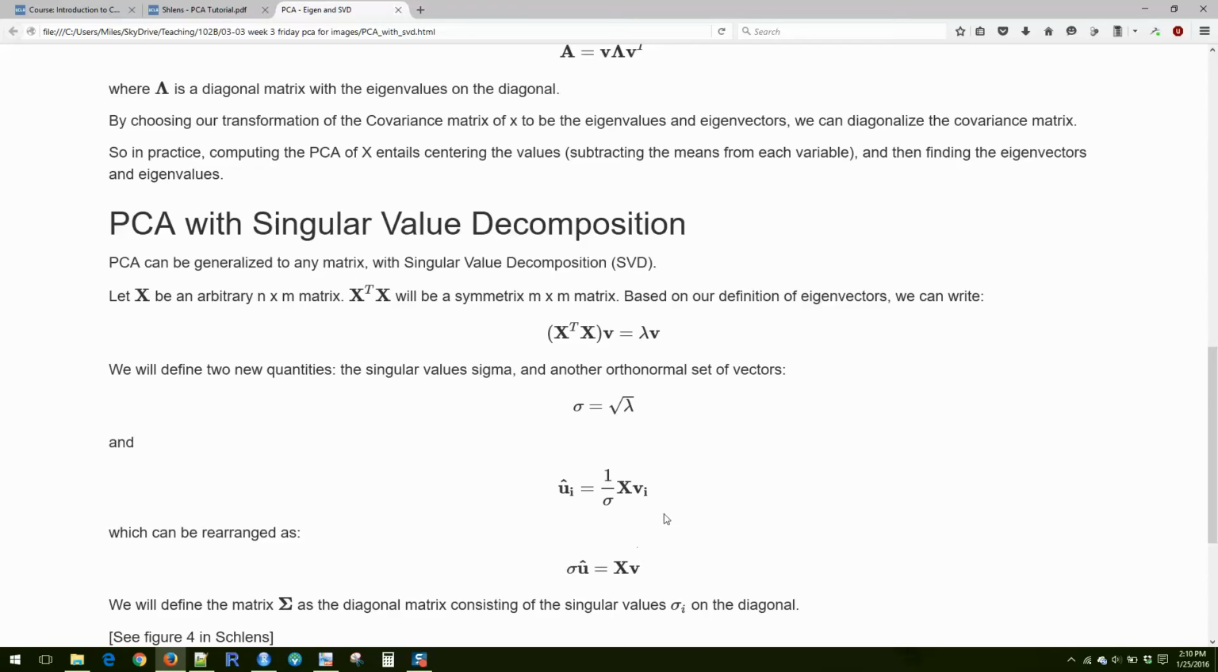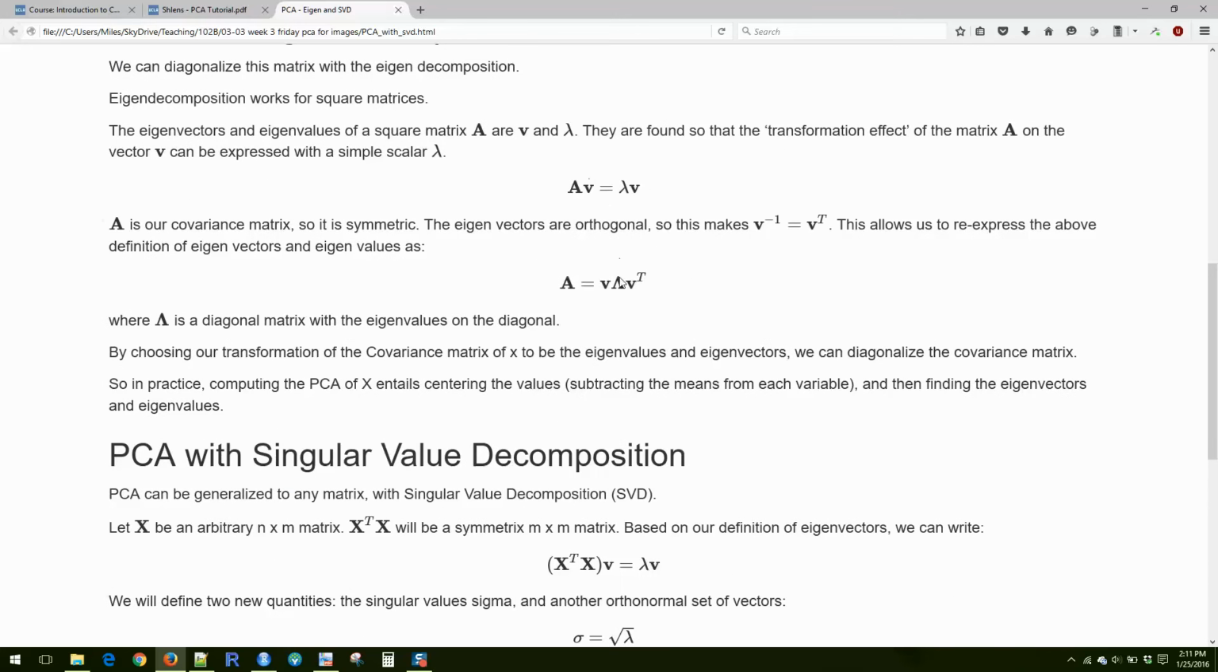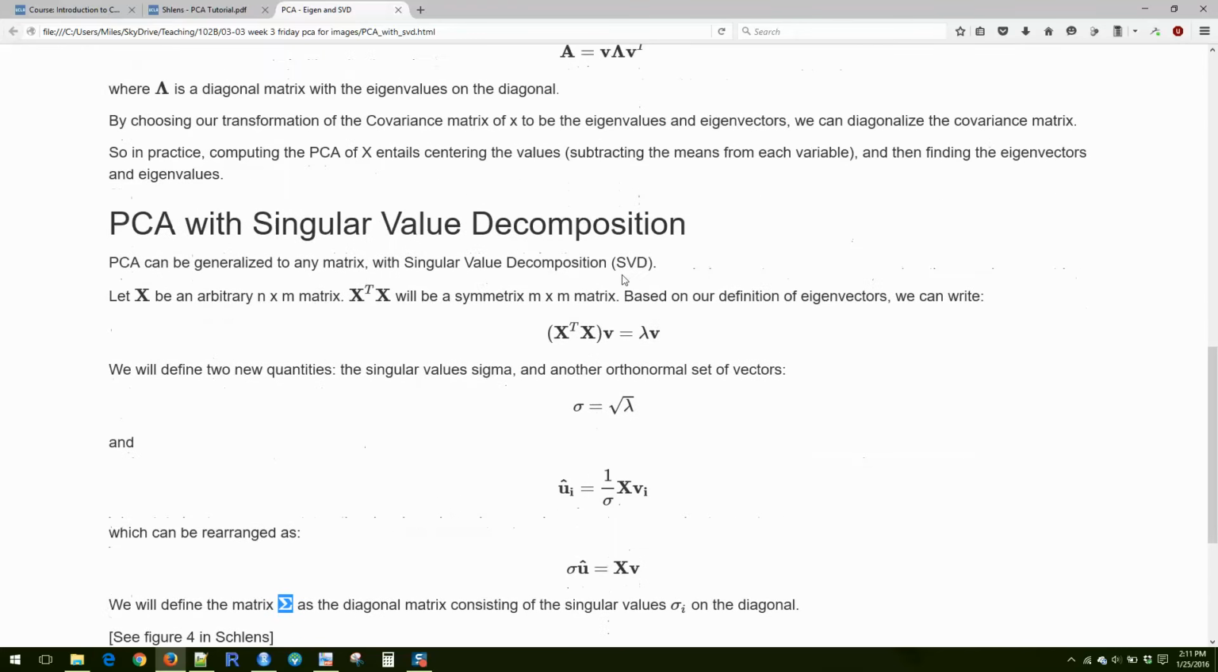Okay, so where does this lead us? Well, we can just re-express this, multiply both sides by sigma, and then we'll have our vectors U times sigma equal to X times our eigenvectors V. And so we'll define our matrix, capital Sigma, which is the diagonal matrix consisting of sigma. So essentially, the Sigma matrix looks a lot like the lambda matrix, except Sigma is the square roots of lambda here.